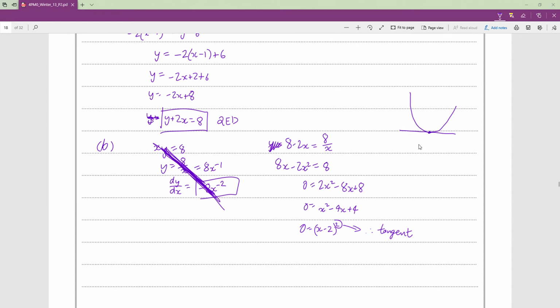So when you split the equations back out, you will still get a tangent. So given that this factor is a square, it's a factor that appears multiple times, you can say it's a tangent.